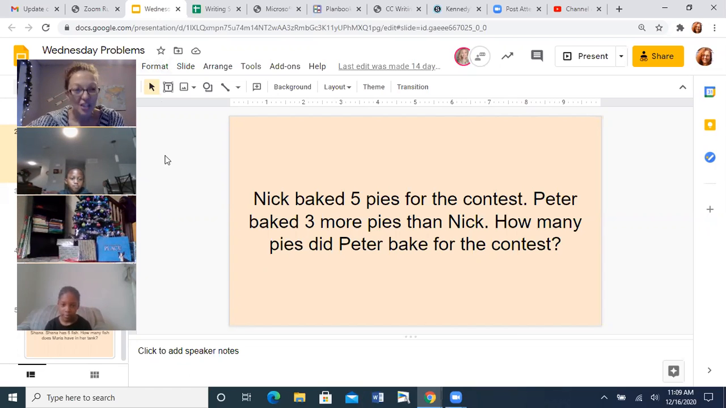That's why it's important. If you just pull out the numbers, you might not solve it the right way. All right, so just like we've been doing the rest of the week, we're going to draw the circles in a nice line because we're going to compare. If this says baked more pies, and how many pies did Peter bake? So when we see the words like how many more or fewer, it means we're comparing them.